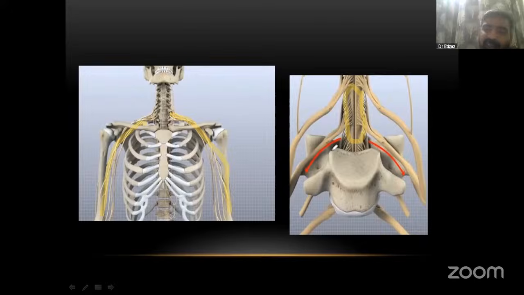Uncovertebral joint. So look at here, this is the nerve root. When it becomes degenerative, or when osteophytes are there, it can compress this nerve root and the patient can present with radiculopathy. Okay, so that's why these joints are very important.